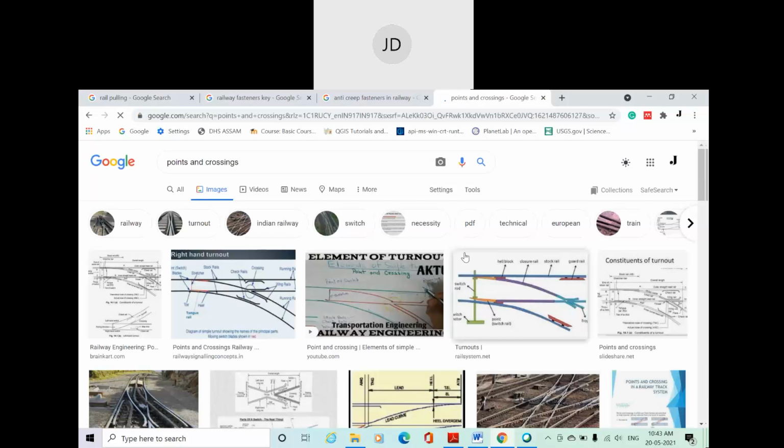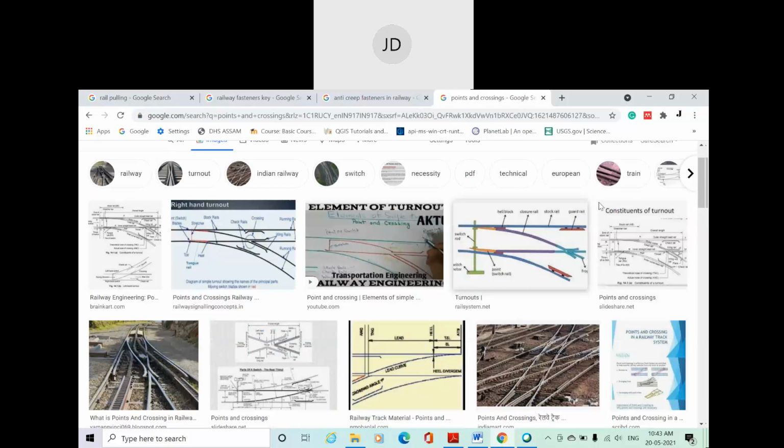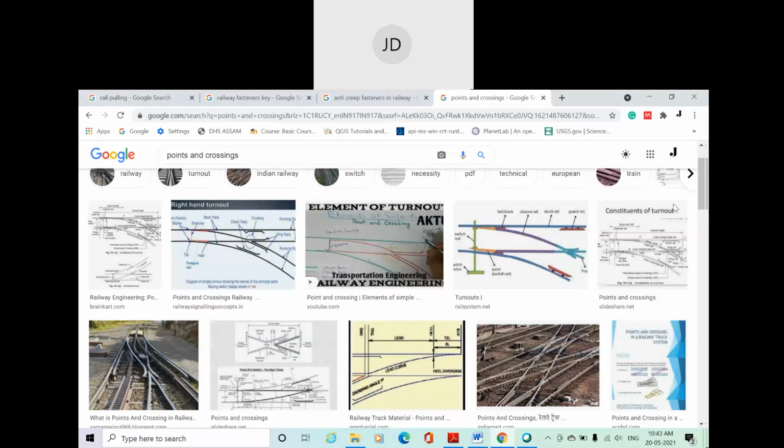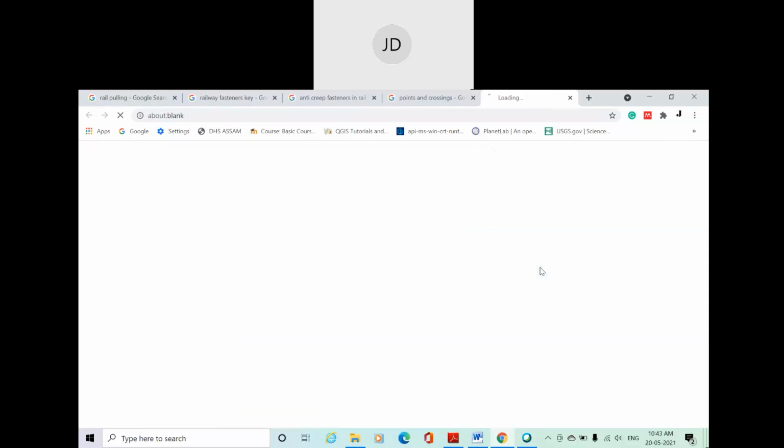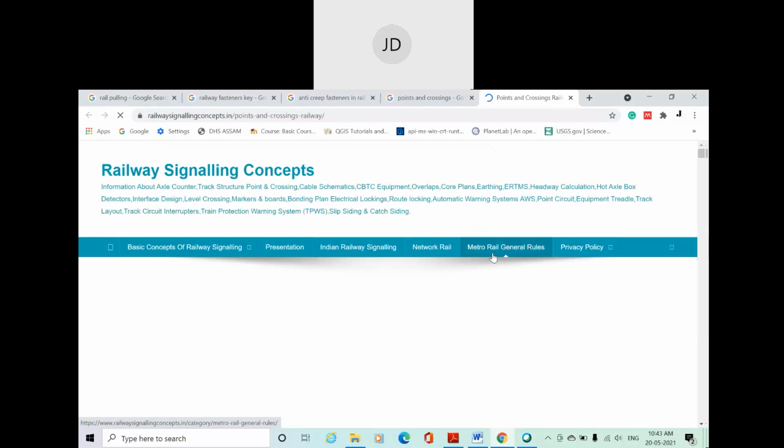So basically, what is a point of crossing? Point and crossing means the particular section of a railway track where a train can change its direction. Fine. So even here in this line diagram, you can see the point of crossing.